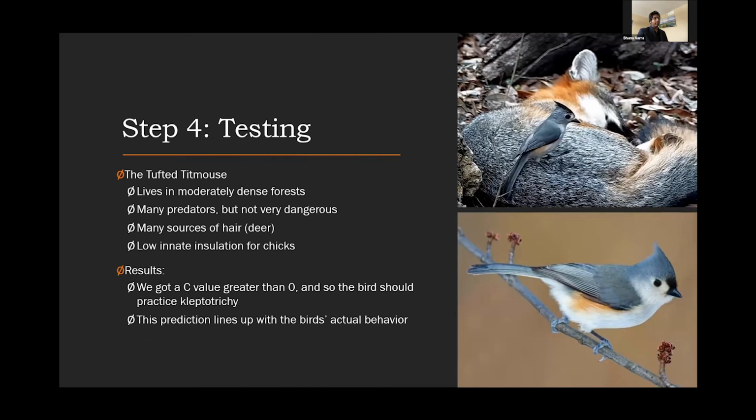And so with all these different factors, we expect the bird to practice Kleptotrichy by our model, since we got a C-value greater than 0. And that actually lines up with the bird's behavior because it does practice Kleptotrichy.